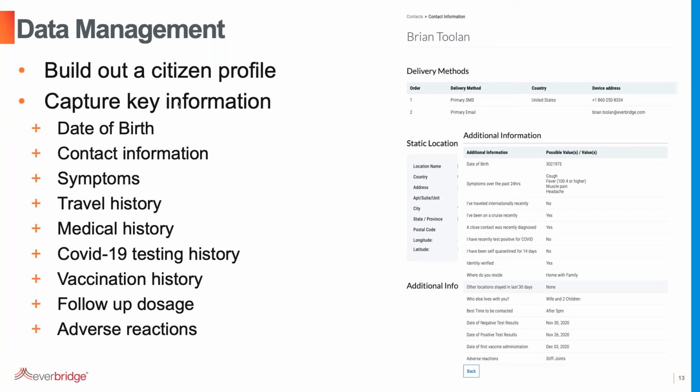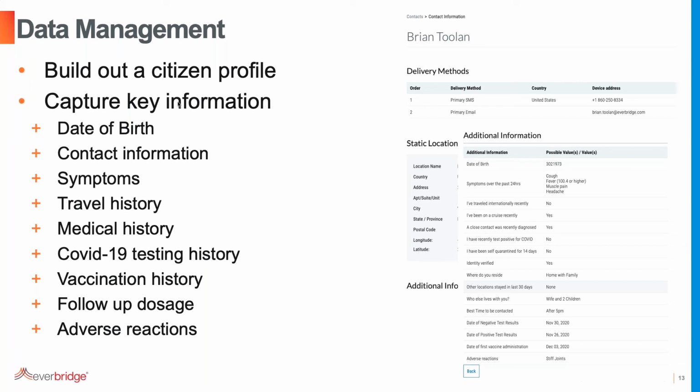If you see on the right-hand side, it's a simple profile of what data management looks like, capturing things like the date of birth, any symptoms that people have had over the past 24 hours, any recent travel outside of the US, whether they've gone on a cruise, or whether they've been in contact with someone who was recently diagnosed. All of this information helps you build out a better profile. That also becomes actionable information for sending notifications. Things like, what was the date of their first vaccination? This now allows you to send out messages around when they have to come in for their follow-up appointment.